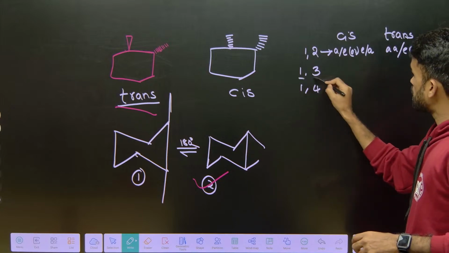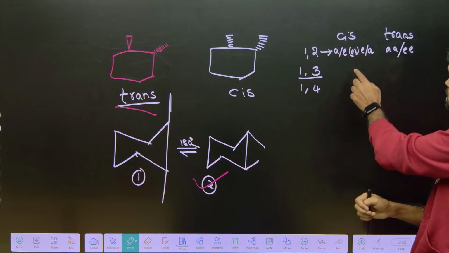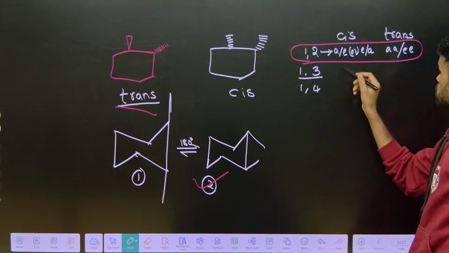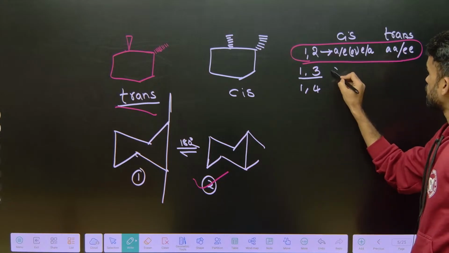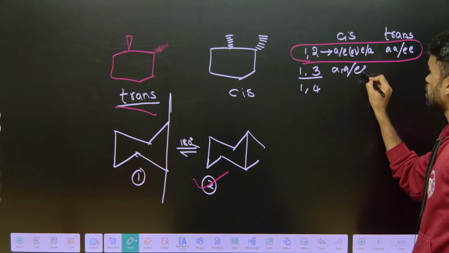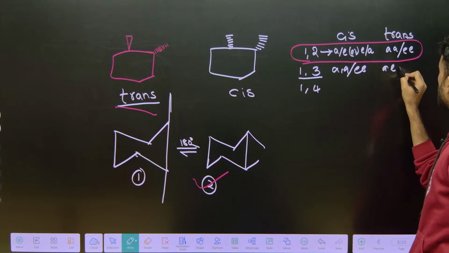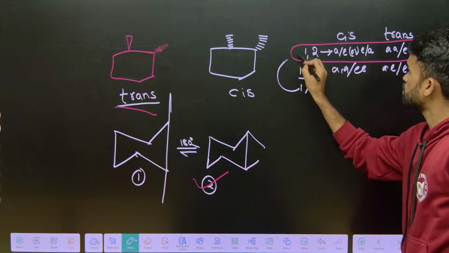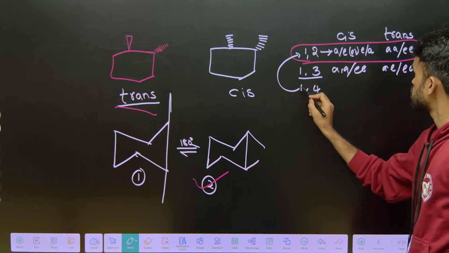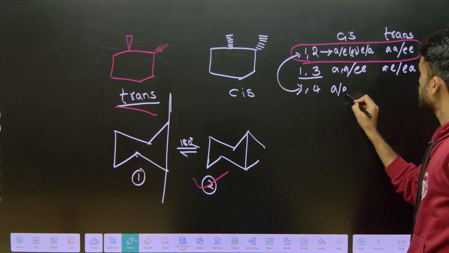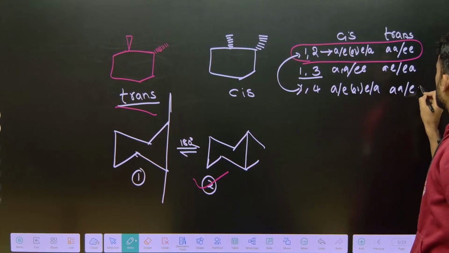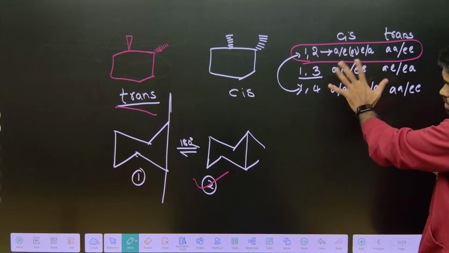If it is 1,3, cis becomes like this. First you remember this first line, and based on it you can do everything. Here it will be opposite, A,E,E. This will be A,E or E,E. Again opposite. 1,4 is nothing but like 1,2 only. Same representation. Cis means A,E or E,A. This is A or E. This is a way of representation.